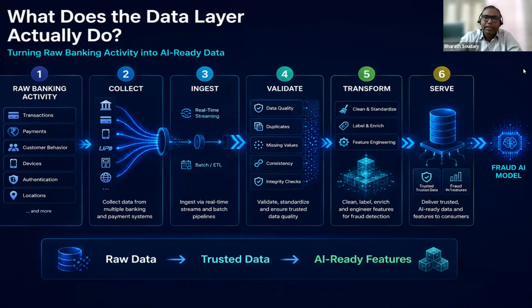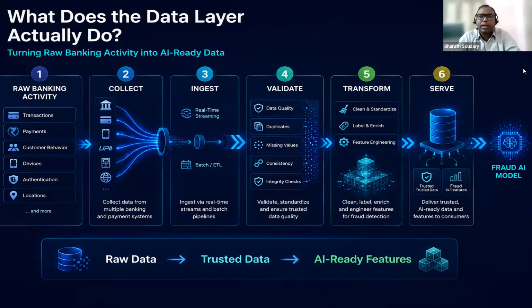Collect. The data is collected from multiple banking systems, as we talked about in our earlier slide: core banking, card activity, UPI, ATM, mobile banking, logins, and payment gateways. It might be connected with the customer profile, previous transactions, devices and location, merchant, and authentication history. So that's where the data is collected.